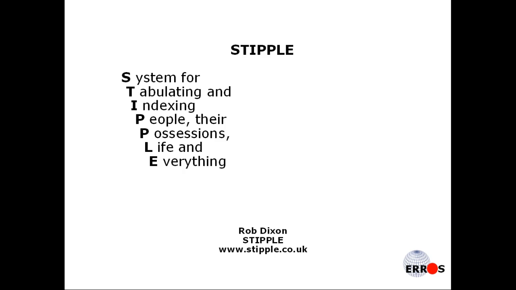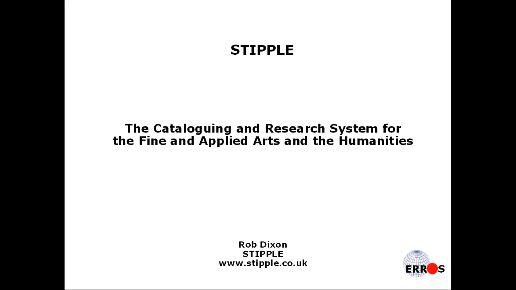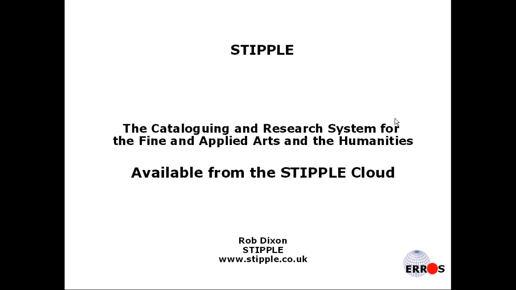STIPPLE, System for Tabulating and Indexing People, Their Possessions, Life and Everything, is a unique and most powerful cataloging and research tool for the fine and applied arts and for the humanities. STIPPLE is available as software as a service from the STIPPLE cloud.